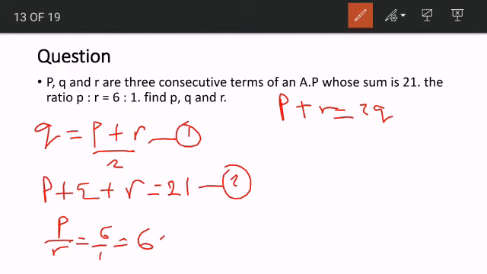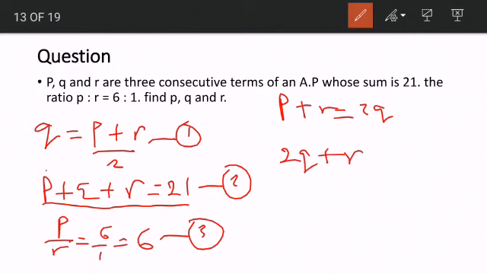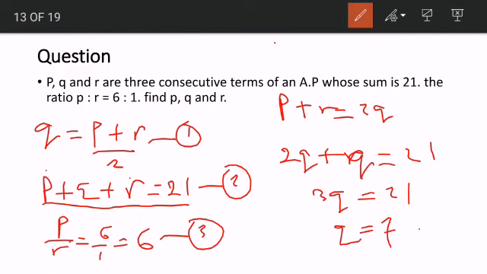This is equation 3. Look at equation 2. If we replace P plus R with 2Q, we are going to get 2Q plus Q, all equal to 21. Remember, 2Q is replacing P plus R. So we are going to get 3Q equal to 21. That means Q is equal to 7. That's the value for Q.